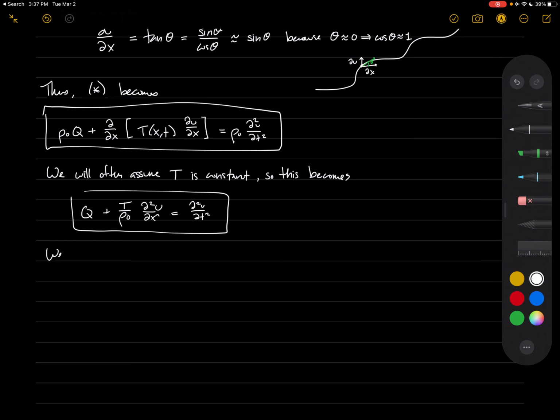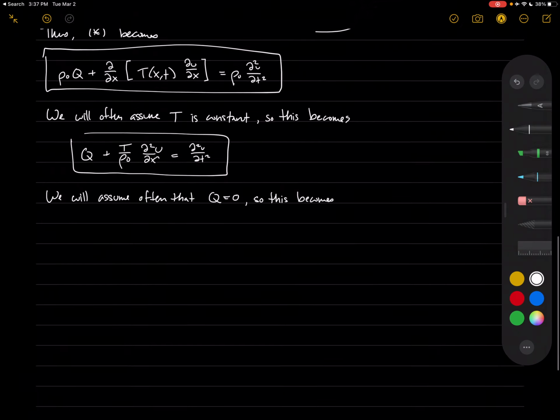And also we will assume, not all the time, but often, that q equals 0. So if we just make q 0, we see this. Well, maybe I won't actually box this one. And when we have all these assumptions so that this wave equation is so nice, we often write it in the following form.